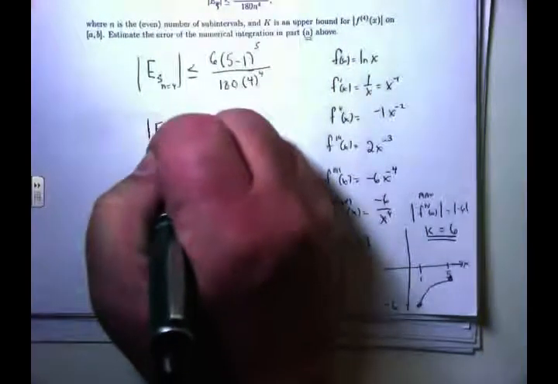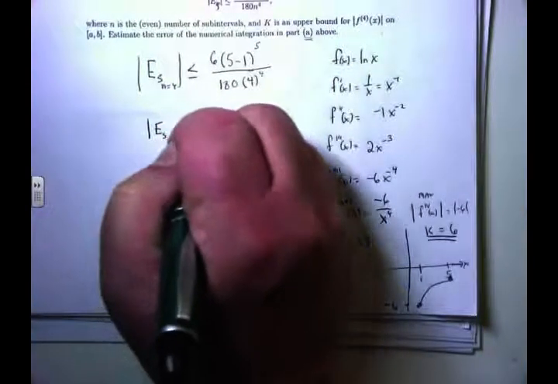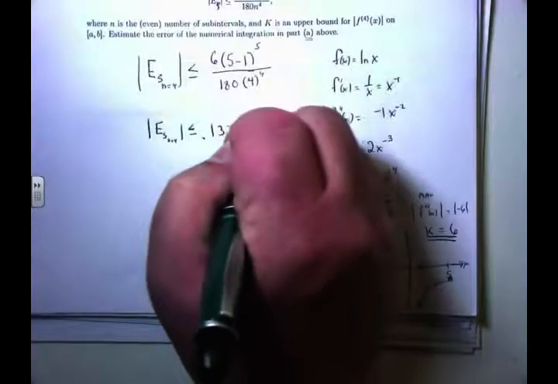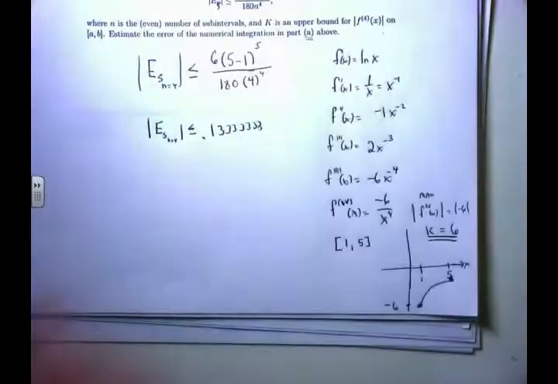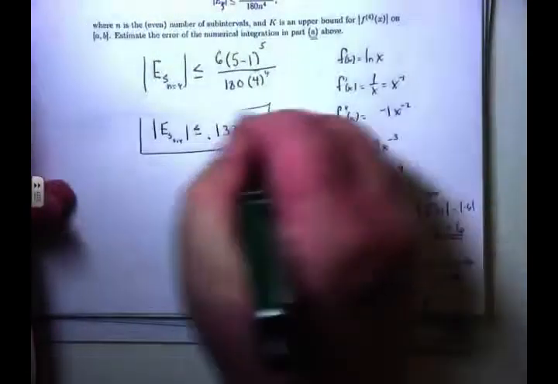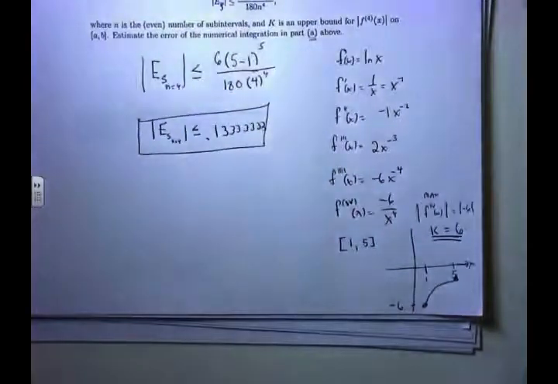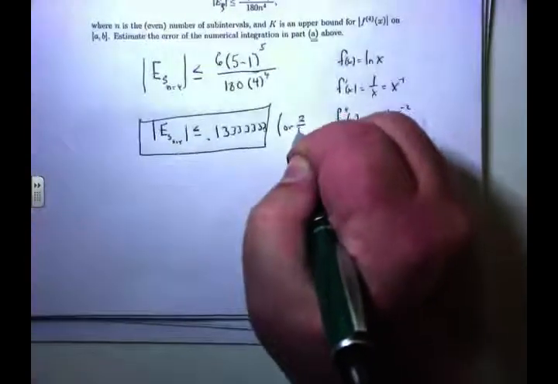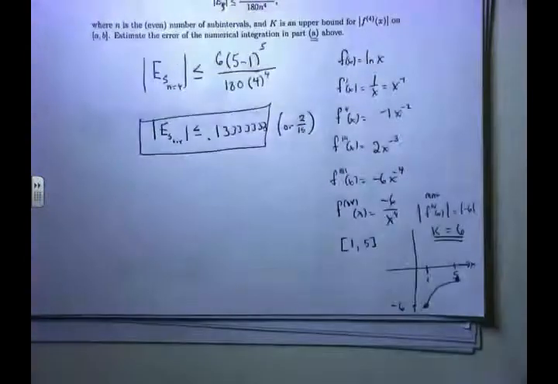And I got the error for Simpson's rule with n equals 4 is less than or equal to 0.133333. Hopefully you got the same thing. So that is my answer. Also, for those TI-89 fans, we would have also accepted 2 over 15 because we had some people giving us that answer. Same thing, we gave them that. Does that make sense? Questions?